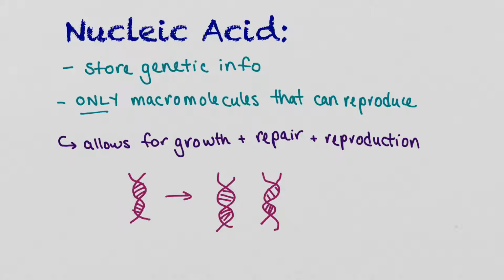So nucleic acids are macromolecules that store our genetic information, and they are the only macromolecules that can reproduce. And this capability allows for the growth and repair and reproduction of organisms, which is very important if we want to continue to stay alive and pass our genes on to the next generation.